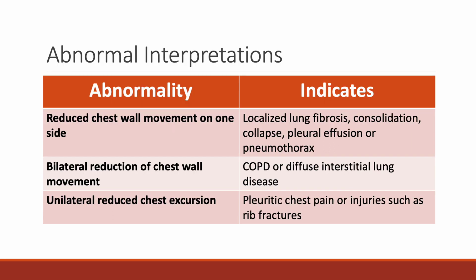So next slide is abnormal interpretation of reduced chest expansion. If there is bilateral chest reduction, what would that indicate? If it is just one side, it could be localized lung fibrosis, consolidation, collapse, pleural effusion, or pneumothorax. Those are all unilateral conditions. If it is bilateral reduction, it could be COPD or diffuse interstitial lung disease. If it is unilateral reduced chest excursion, it could be pleuritic chest pain or injuries such as rib fractures.